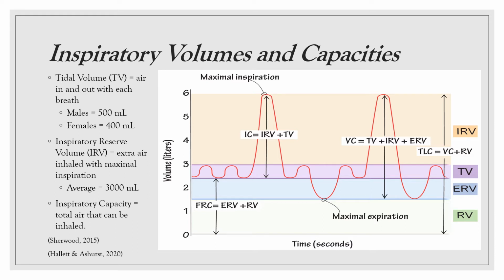By adding together the tidal volume and the inspiratory reserve volume, we get the inspiratory capacity. This is defined as the maximal volume of air that an individual can inspire at the end of normal quiet expiration. So, if we look at our healthy male and females mentioned earlier, the male would have an inspiratory capacity of around 3,500 milliliters, and the females would be roughly 3,400 milliliters.